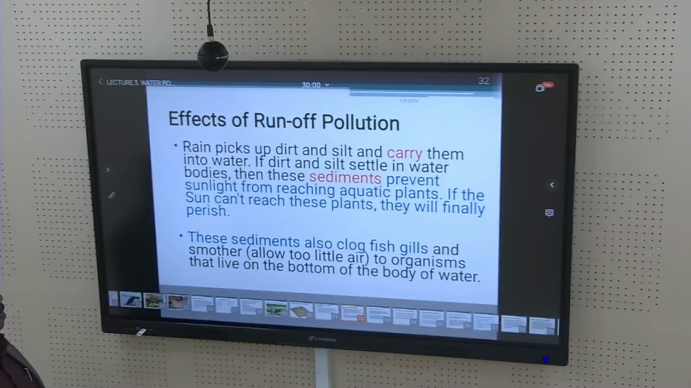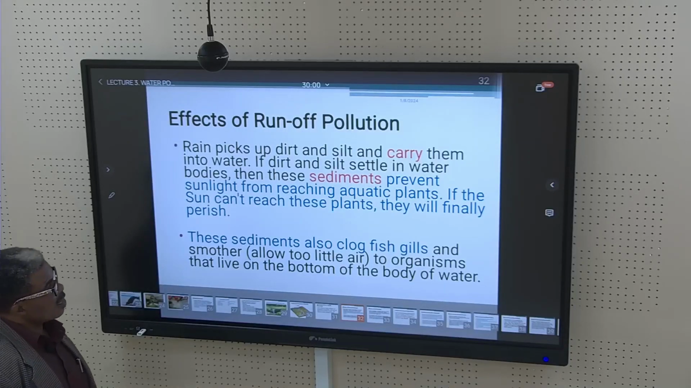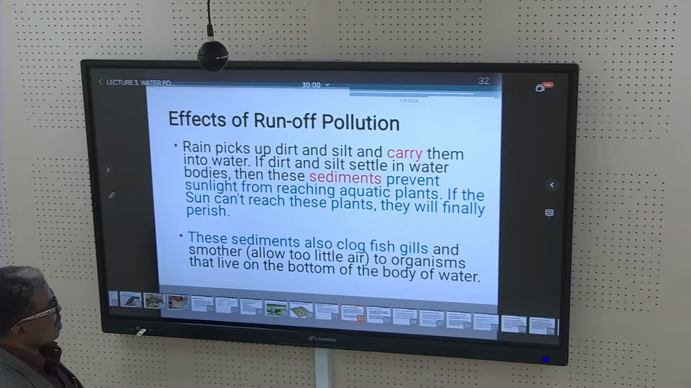Rain picks up dirt and silt and carries them into water. If dirt and silt settle in water bodies, then these sediments prevent sunlight from reaching aquatic plants. If the sun cannot reach these plants, they will finally perish or die. These sediments also clog fish gills and smother, or allow too little air to, organisms that live on the bottom of the body of water.